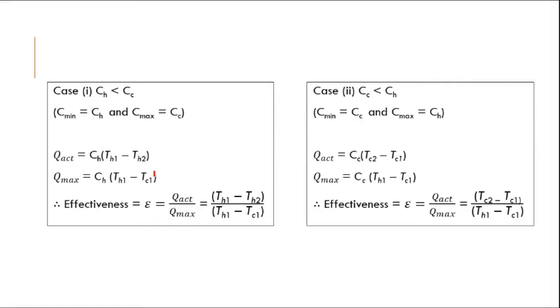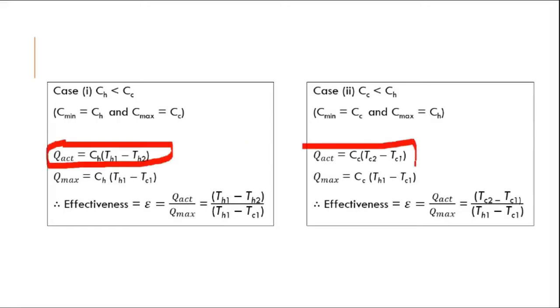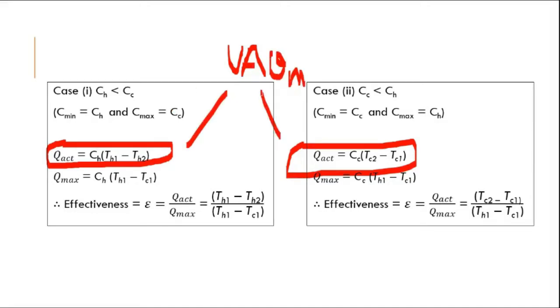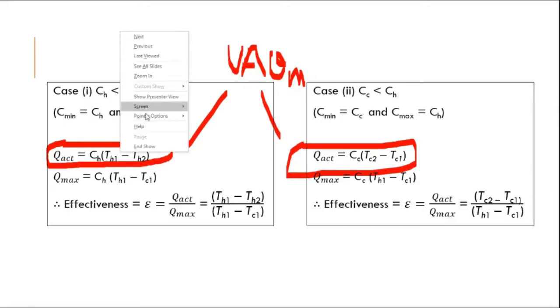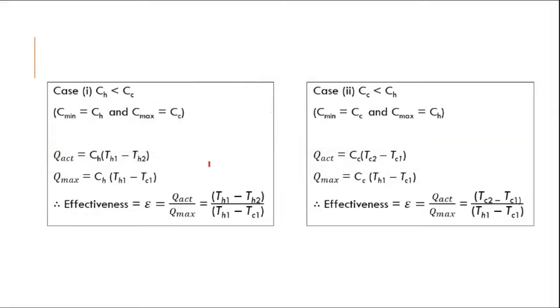For Q actual, we have three different formulae. Q actual can be given by CH times (TH1 minus TH2), or by CC times (TC2 minus TC1), or the same can be given by UA multiplied by theta M. I hope this part is clear for all. Yes or no? Yes, sir. Okay.